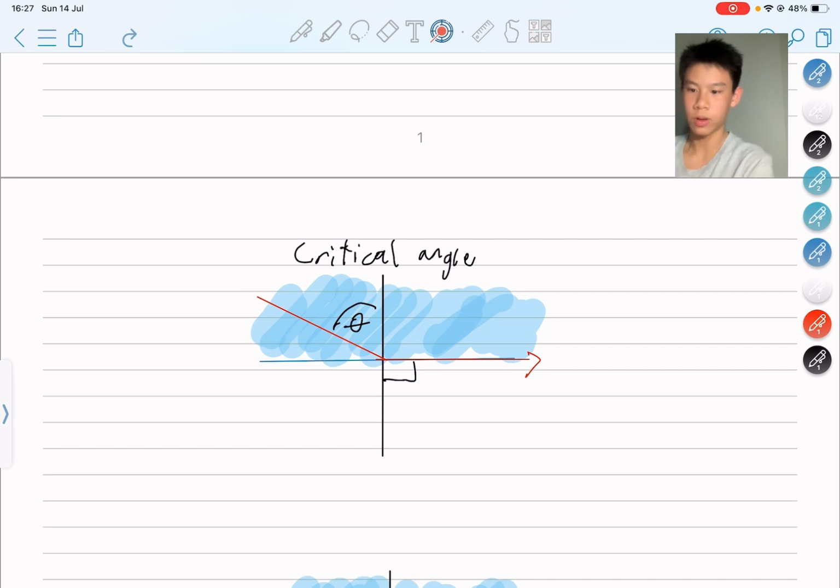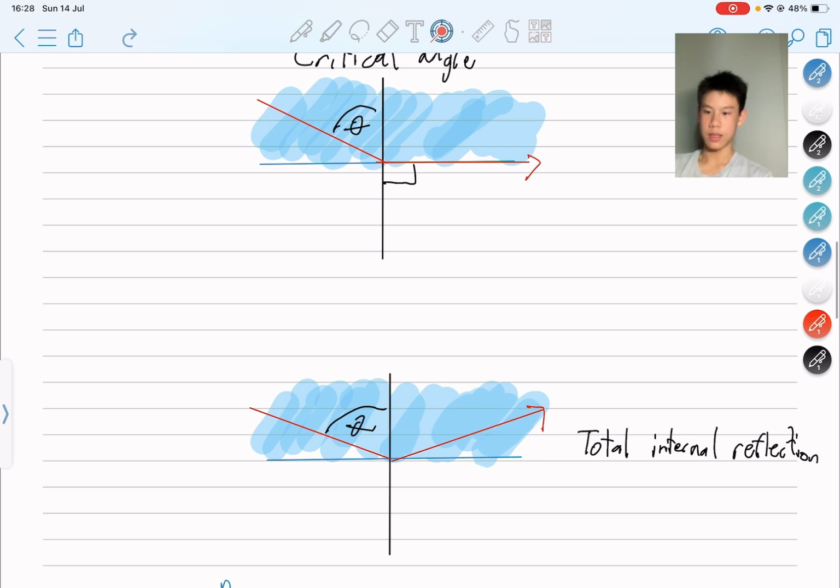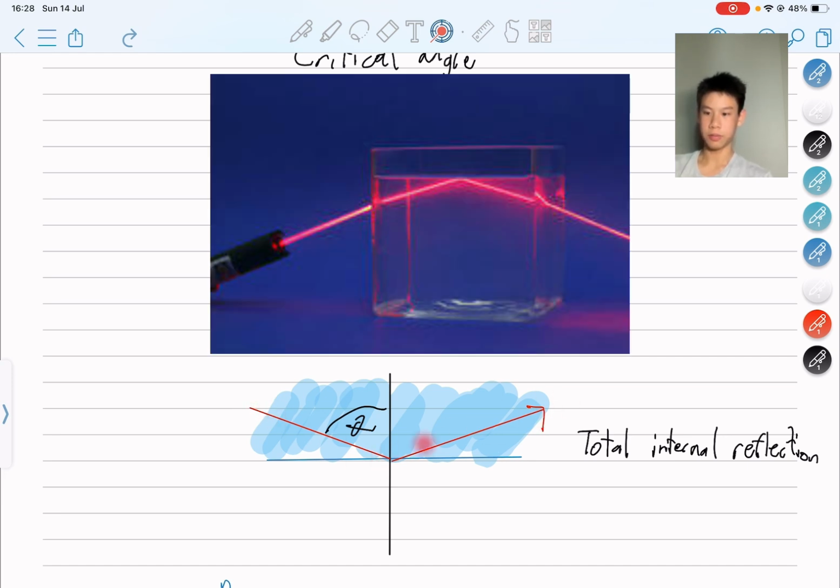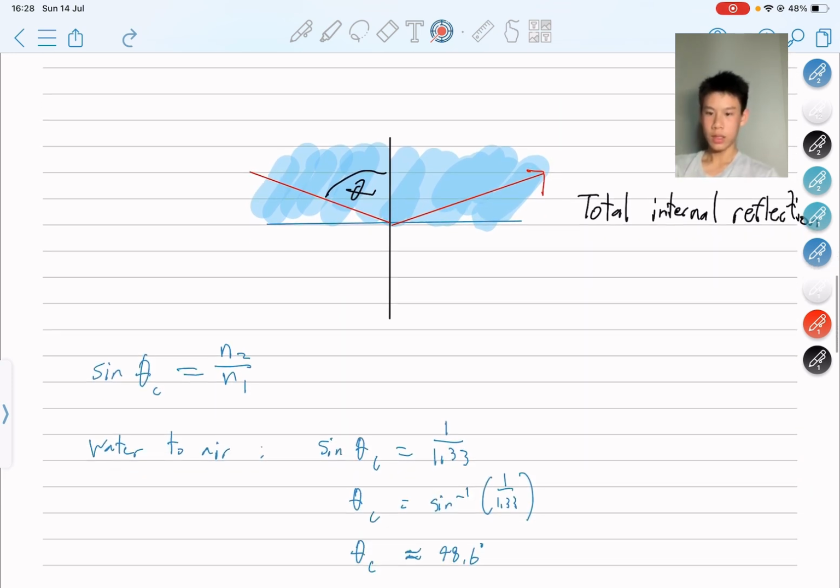When light moves from a denser medium to a less dense medium, sometimes the angle of incidence will reach the critical angle. At this critical angle, the angle of refraction will be 90 degrees, causing the light to refract and travel parallel to the boundary. If the angle of incidence is greater than the critical angle, then the light ray will undergo total internal reflection instead, as seen here. This is the formula for finding the critical angle.